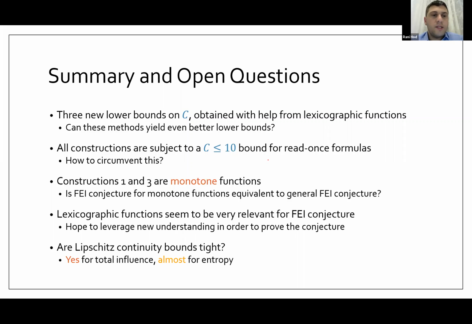One more point is that the middle construction used the NAND, but the other 2 constructions used monotone functions. Maybe it's sufficient to prove the conjecture only for monotone functions. Is it as hard as the general conjecture? Our lower bounds hold even if you consider only the monotone case. So maybe thinking of monotone functions is the way to go.